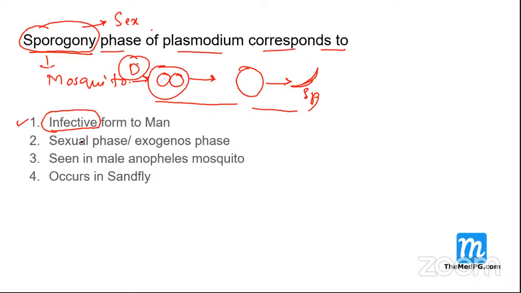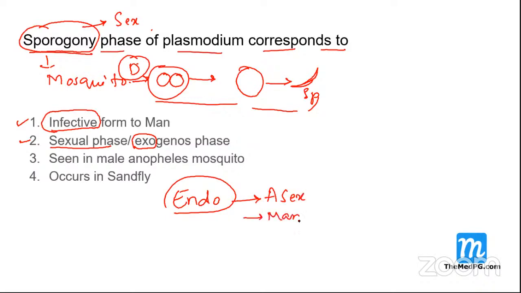Then what happens? It is also the sexual phase. It is also called the exogenous phase, that is happening outside the man. Outside, so it is called exogenous. What is the endogenous phase of the Plasmodium life cycle? In human beings. Excellent answer, Sirisha. Endogenous is nothing but the asexual form. It happens in the man, and man is referred to as the intermediate host.